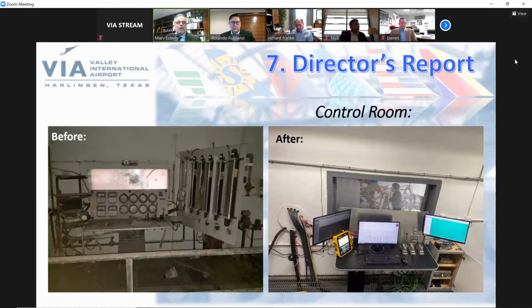This was the before picture I took when I first got here of the old antiquated equipment in the control room. As you can see there on the right is after.